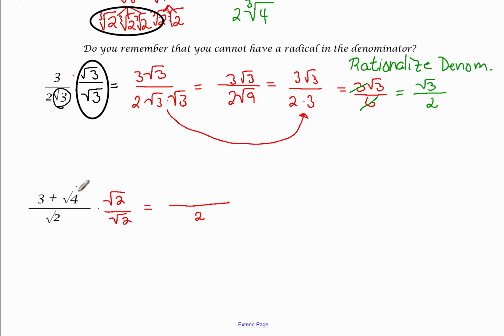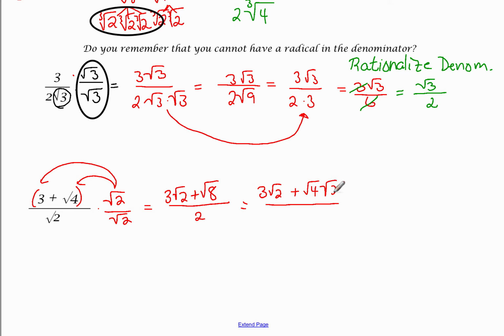Up top, however, you have a binomial. So it's really 3 radical 2. You have to distribute this radical 2. Now radical 2 and radical 4 can get multiplied together to get me radical 8, but look, radical 8 can get broken down because there is a perfect square of 4 that goes into 8. So if I keep doing this, I have 3 radical 2 plus 2 radical 2 all over 2.